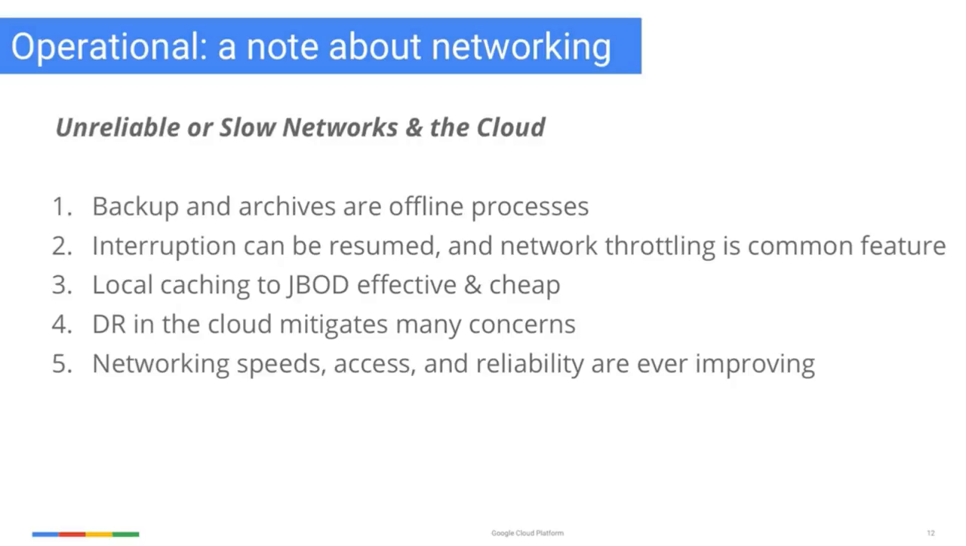Network throttling is a common feature to make sure you don't consume your network. Local caching or to a series of disk arrays, JBOD is effective and cheap. And DR in the cloud mitigates many of these concerns. So if you are going to recover to the cloud, then that's a really important way to avoid having to move lots of data back on-prem.